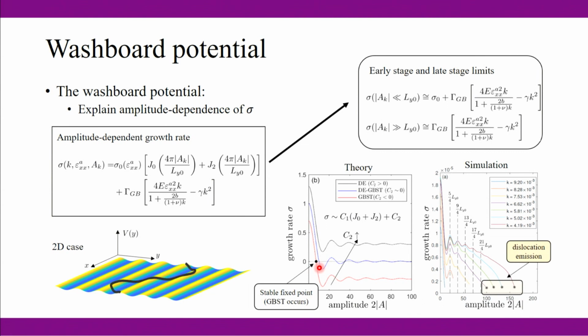But for really larger strain, right? Even though the growth rate oscillates with the amplitude, everything is positive. So in that case, you can have the profile keep growing and growing. In the end, it will form dislocation at troughs, and it meets.